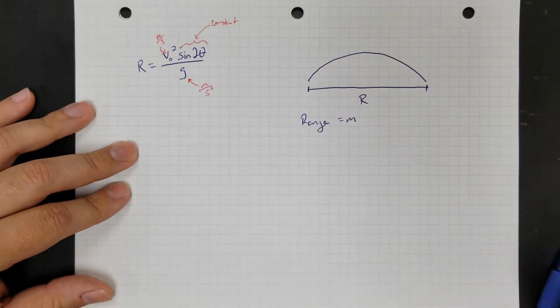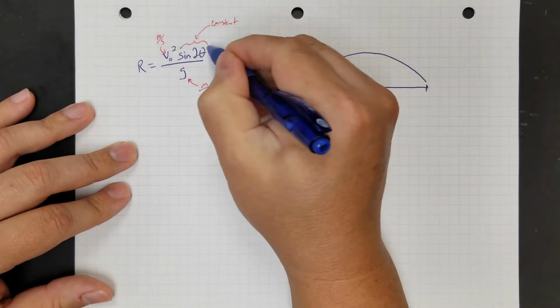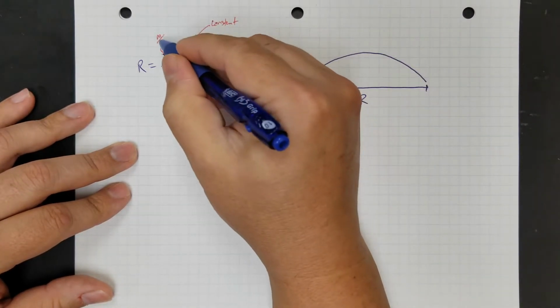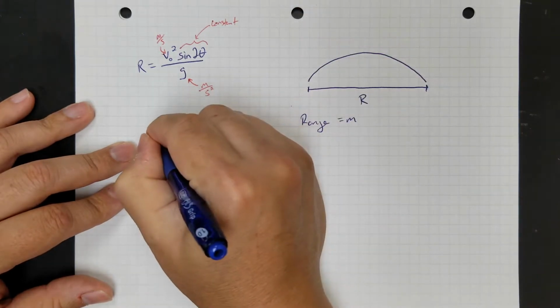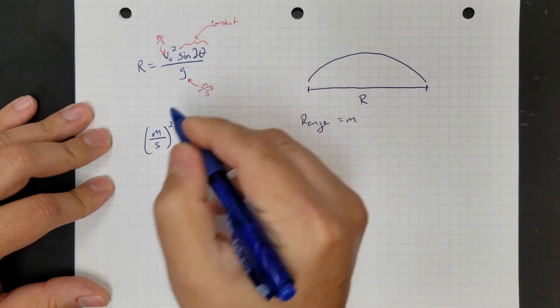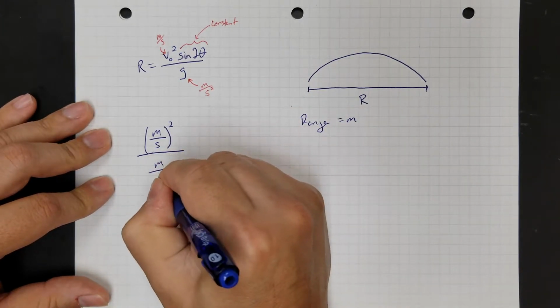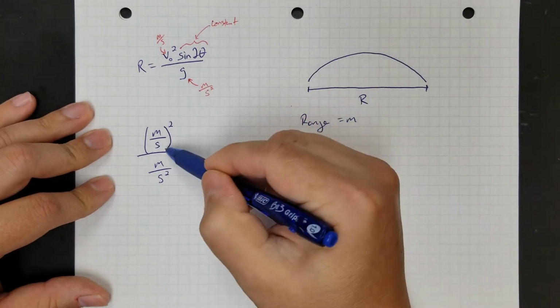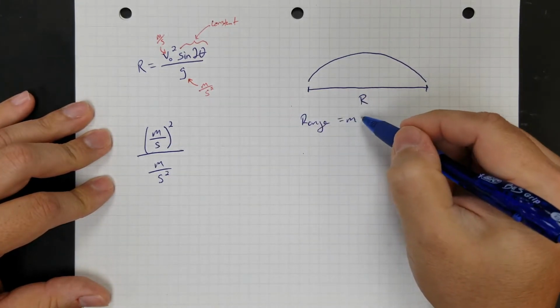Okay, so now let's look at this. All of this is a constant, right? So that's not going to be there. Meters over seconds squared, that's meters over seconds, quantity squared. And then I have g in the denominator, so g is meters per second squared, right? So there's my units. So let's simplify this and see if it works out to meters.